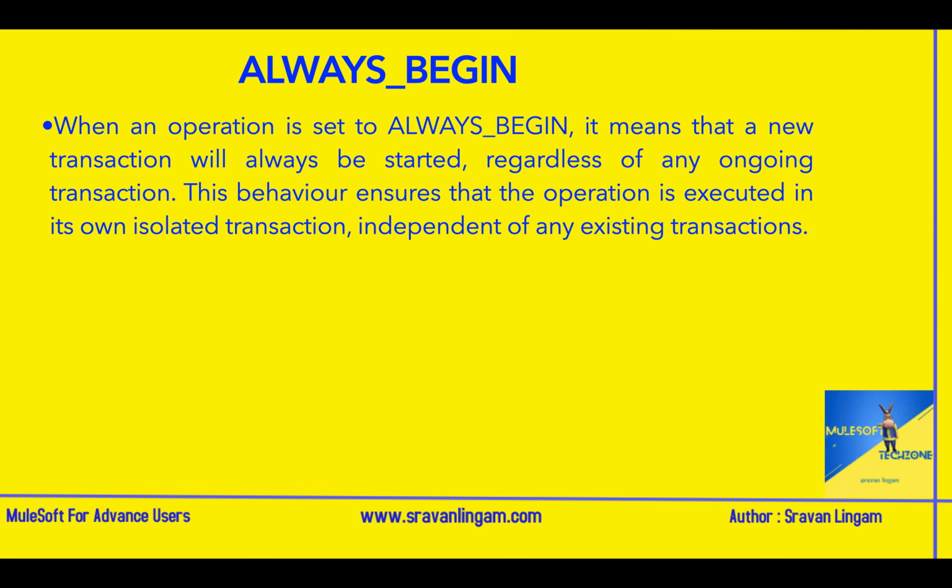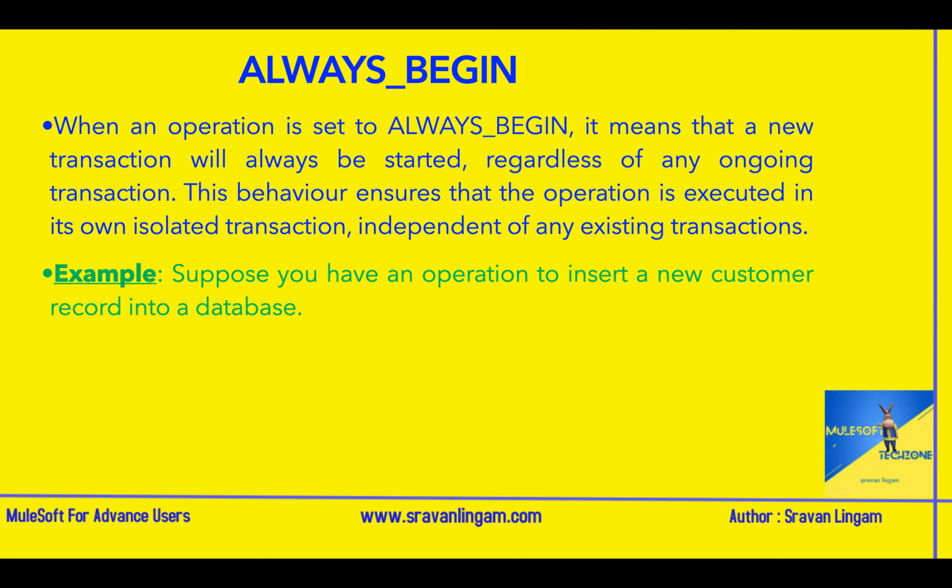What is always begin? Whenever an operation is set to always begin, a new transaction is always started, regardless of whatever is going on with the previous transaction. This ensures that the operation is executed in its own isolated transaction and is not dependent on any other existing transactions. For example, you hit one URL to update something in the database, and in parallel you make another call to the same URL. It will always try to create a new transaction, not dependent upon the previous transaction.